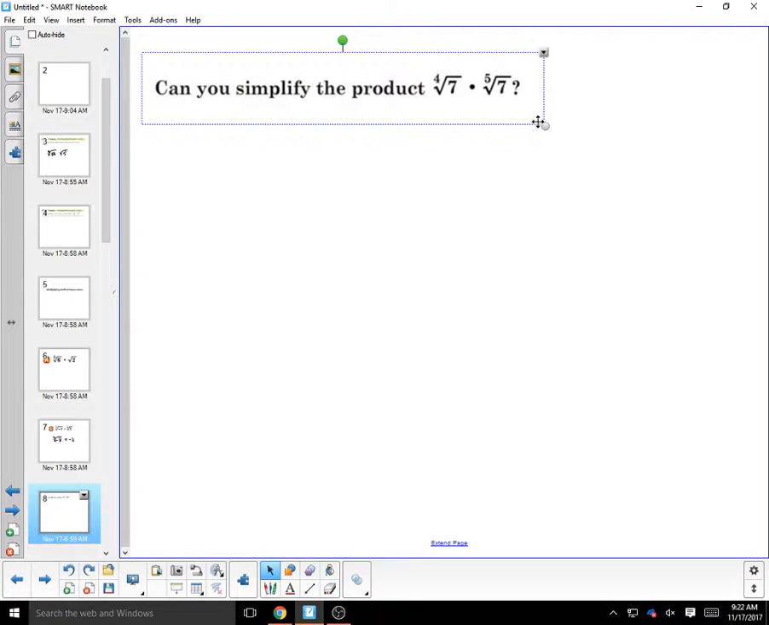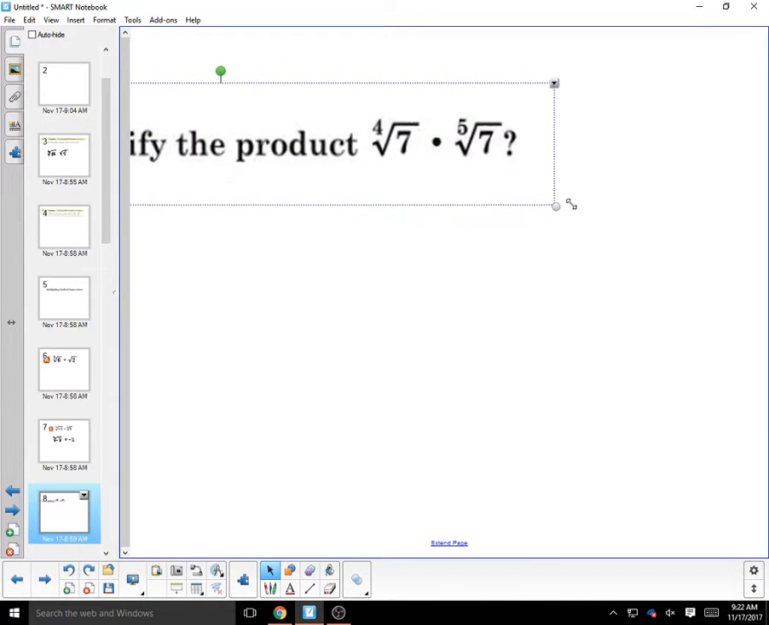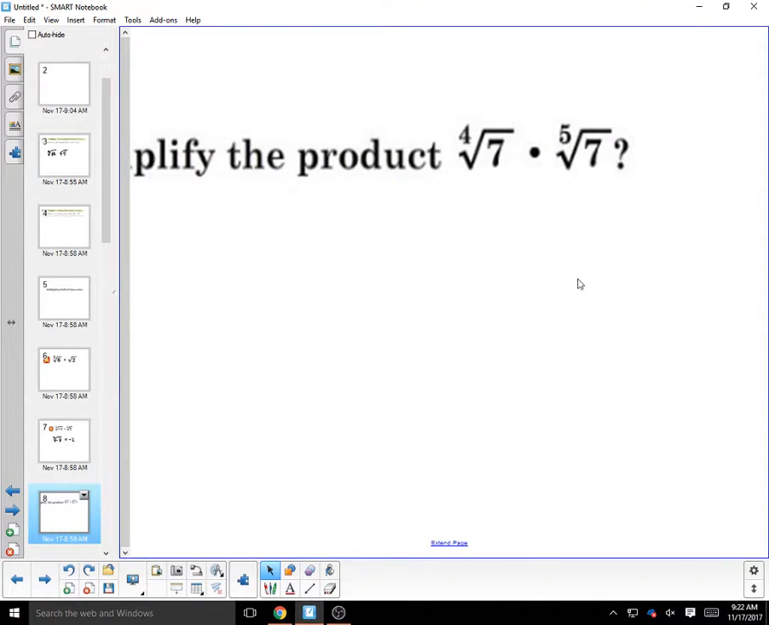How about this? Can we multiply 4 radical 7 times 5 radical 7? No. So what do we do? Move on. Move on. Exactly right.